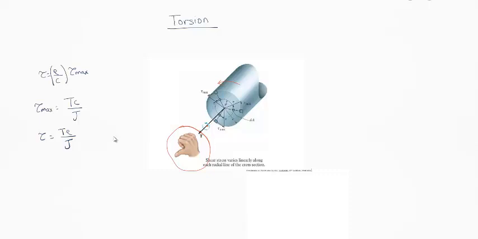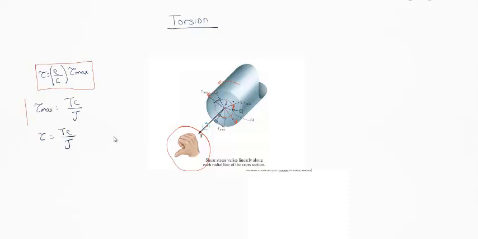First, actually, let's say we have the shaft. The radius is C, and at any point let's call the radius rho. So for a shaft like this, the maximum shear is going to be at the very edge, so at radius C, and at any point we have shear tau. Now tau is simply rho over C times tau max.